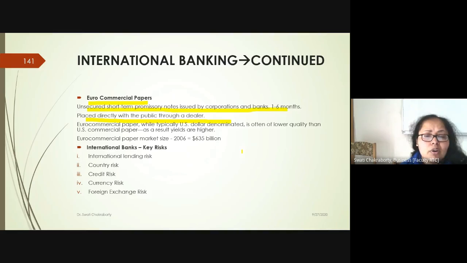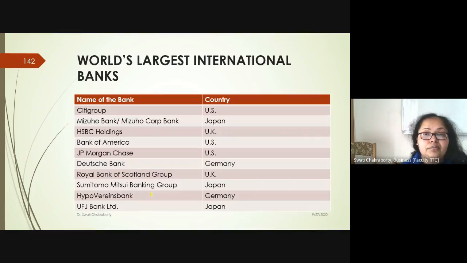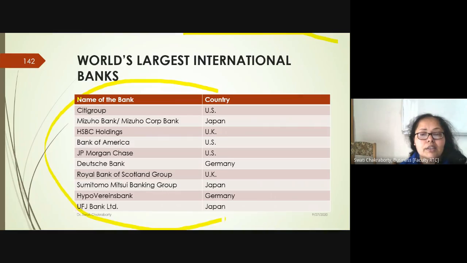International banks, now what are the key risks that we have? International lending risk, country-wise there can be risk, credit risk can come up, currency risk can come up, foreign exchange risk comes up because we are talking of currencies of different countries, right? So it's banks of different countries, so it's not within the same nation where you have the same rules and regulations. Different nations are involved, and so risks are of diverse types. Now these are the world's largest international banks that we have and their countries.